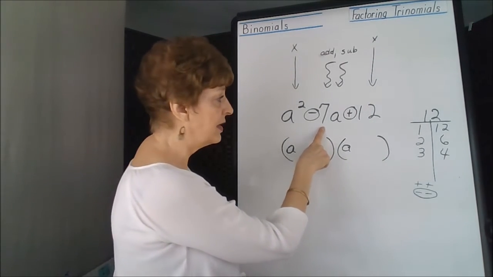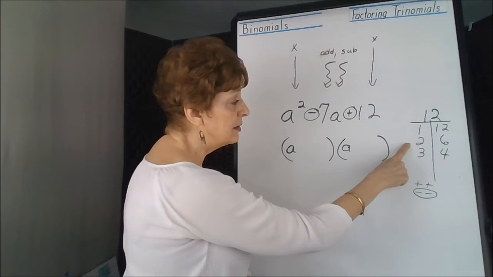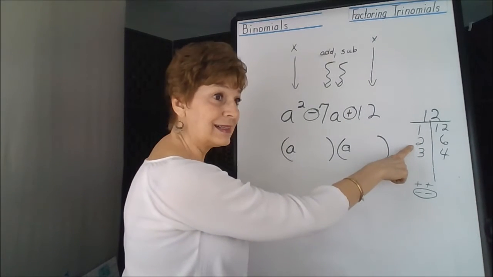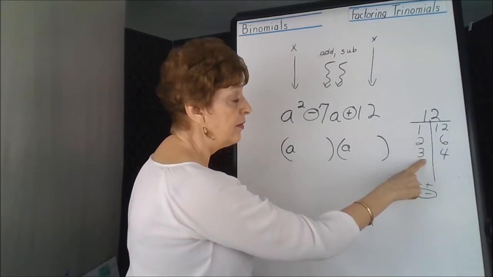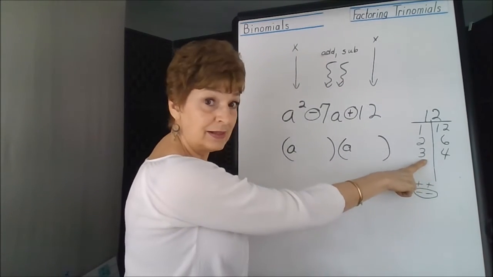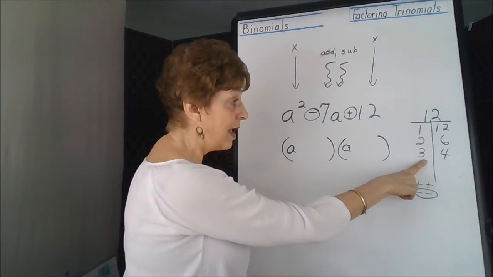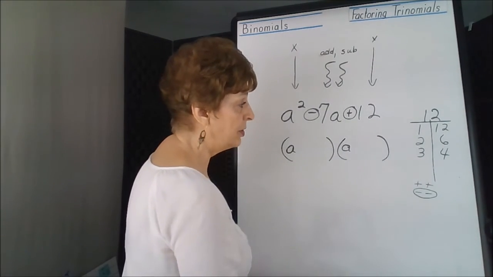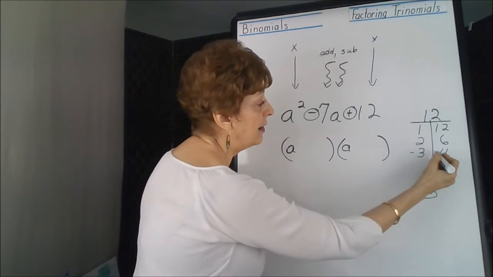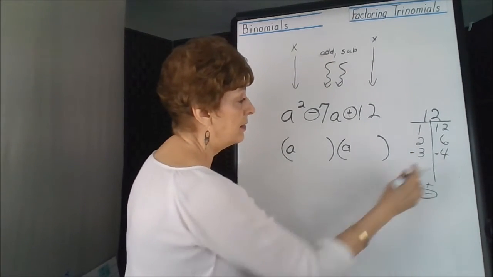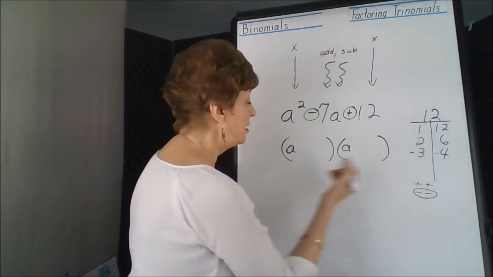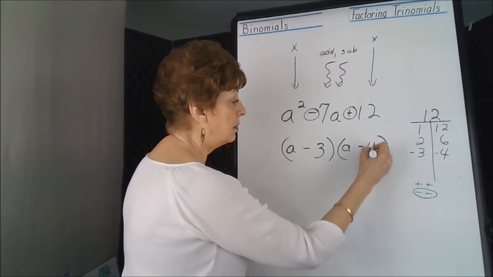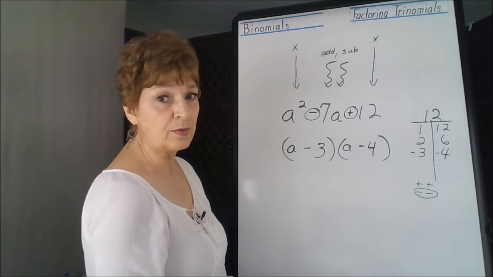I need a 7. 2 and 6, if I subtract these, I'll get a 4. If I add them, I'll get 8. No. 3 and 4, if I add these, I'll get a 7. If I subtract, I'll get a 1. So I'm going to need to have 2 negatives on the 3 and the 4. So I'm going to have a -3 and a -4. I think I've done that correctly.